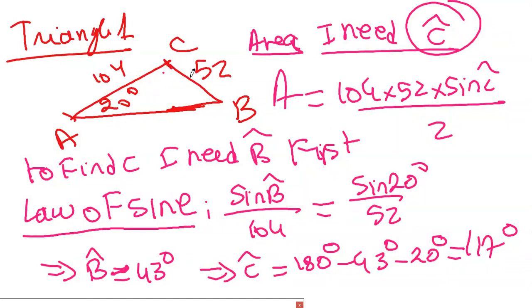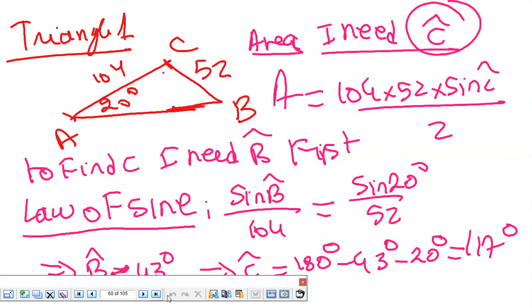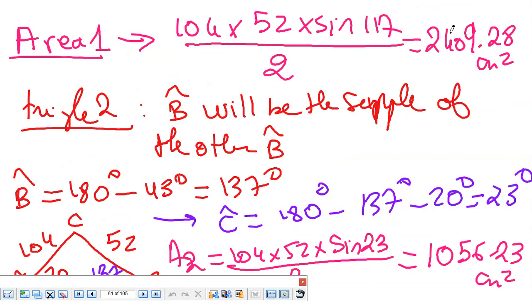So law of sines. Law of sines gives me sine B over 104 is equal to sine 20 over 52. I got B as 43. How are we going to find the angle C? It's 180 minus 43 minus 20, which is 117. And now I can replace it here to find the area of the first triangle.